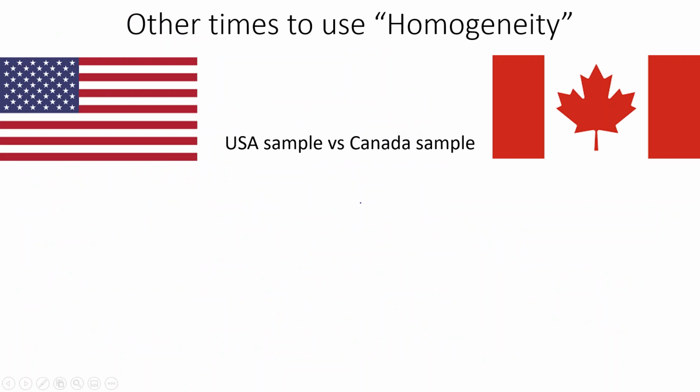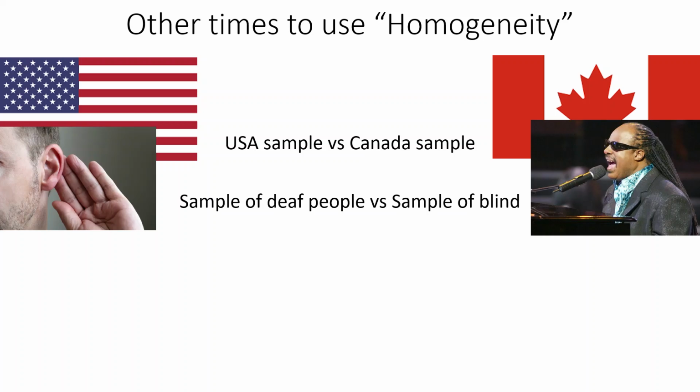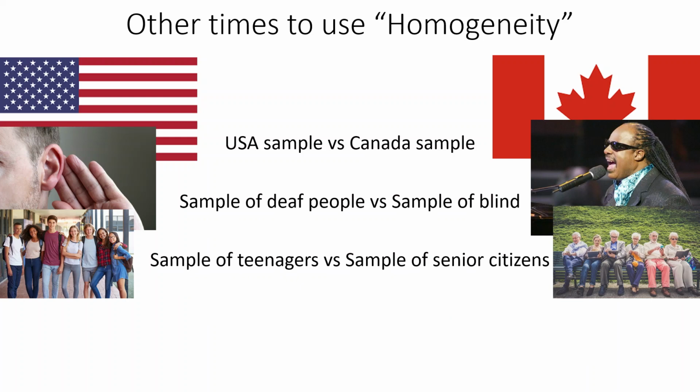So other times when we would use homogeneity. If we have a sample in the US versus a sample in Canada or a sample in any other nationality, we want to compare different nationalities, how they respond to things, that would be a test for homogeneity. If we want to look at deaf people versus blind people, homogeneity. A sample of teenagers versus a sample of senior citizens.